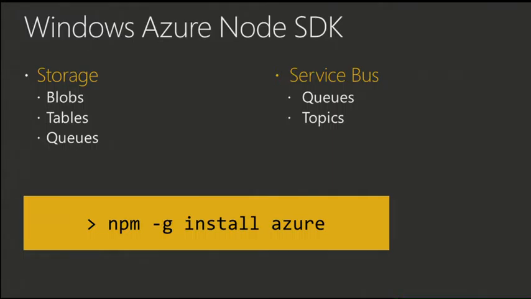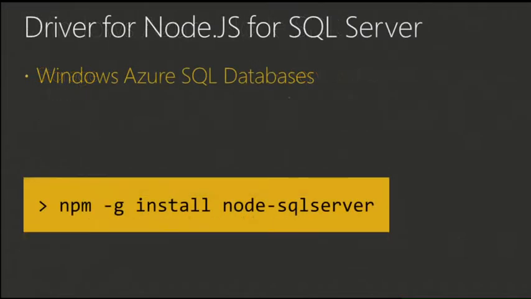So we have a Windows Azure Node SDK. We support all of our storage infrastructure: blobs, tables, queues. We also support Service Bus, so we can use Service Bus queues and topics. And that's available with the Node package, which is actually the same package. This npm Azure package is the same thing I was just showing you with the Azure command line. So both our command line tools and our actual SDK are available in that same package.